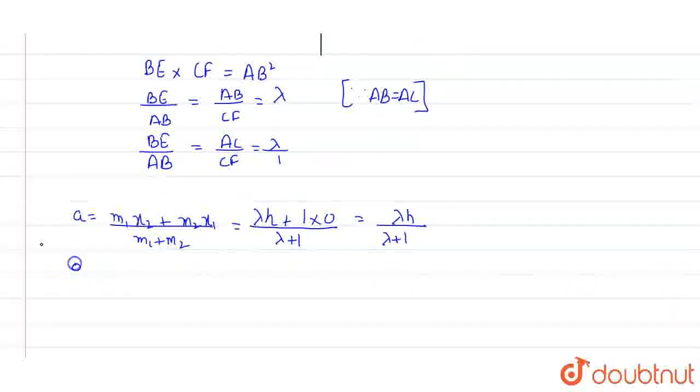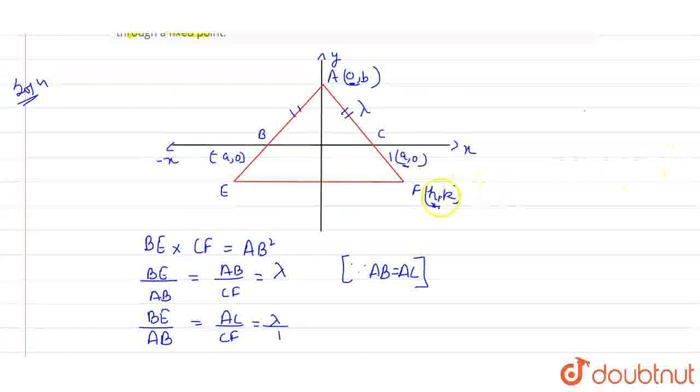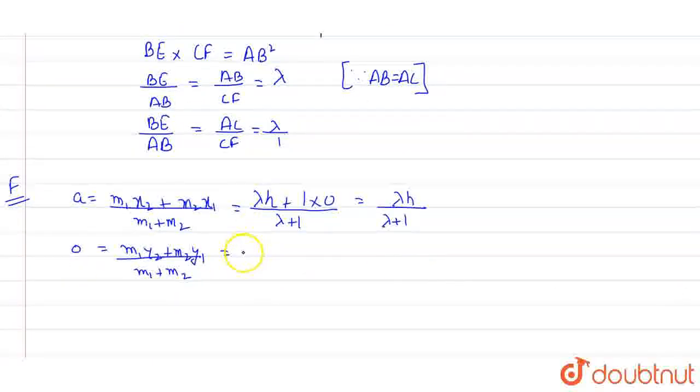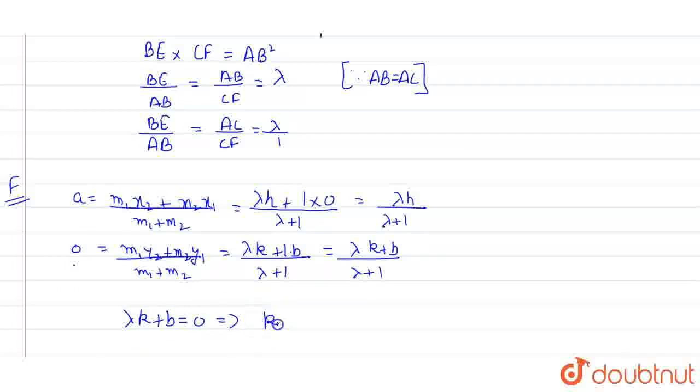Similarly, for the case of 0, these are for the F coordinates, right? So 0 can be written as (m1 y2 plus m2 y1) divided by (m1 plus m2). Okay, in the triangle you will see what is y1 and what is y2 first. So y1 we have k and y2 we have b, right? So it can be done as lambda k plus 1 dot b divided by lambda plus 1. So now it can be written as lambda k plus b divided by lambda plus 1. Now we know that this is 0, so we will multiply from this side and we will get our equation as lambda k plus b equals to 0, and now it can be further resolved and written as k equals to minus b by lambda, right? This is what we get.